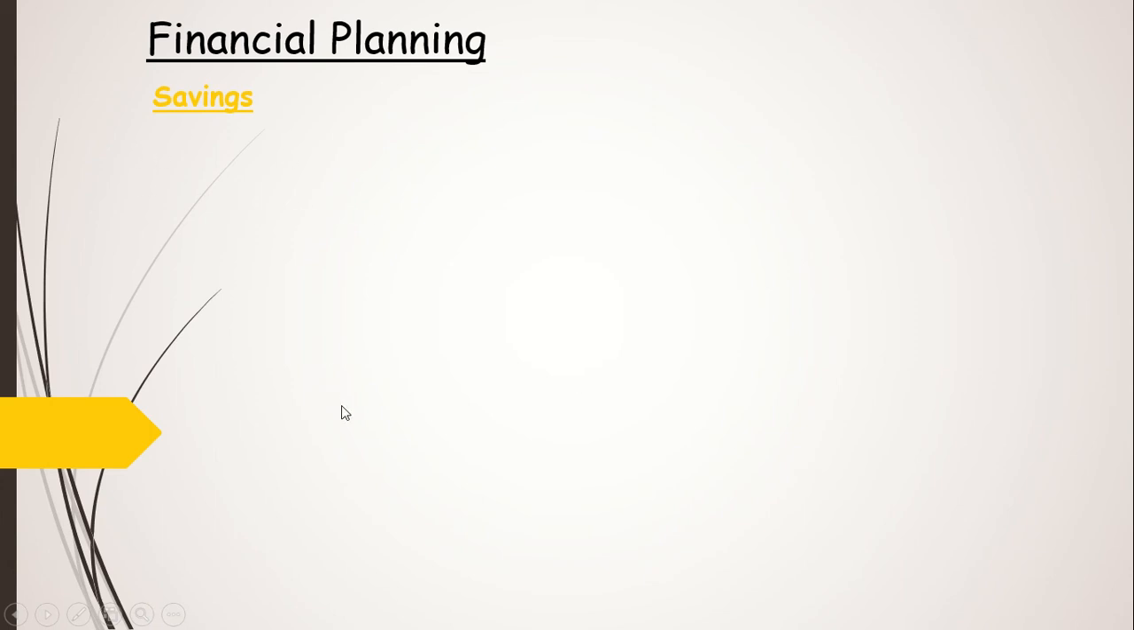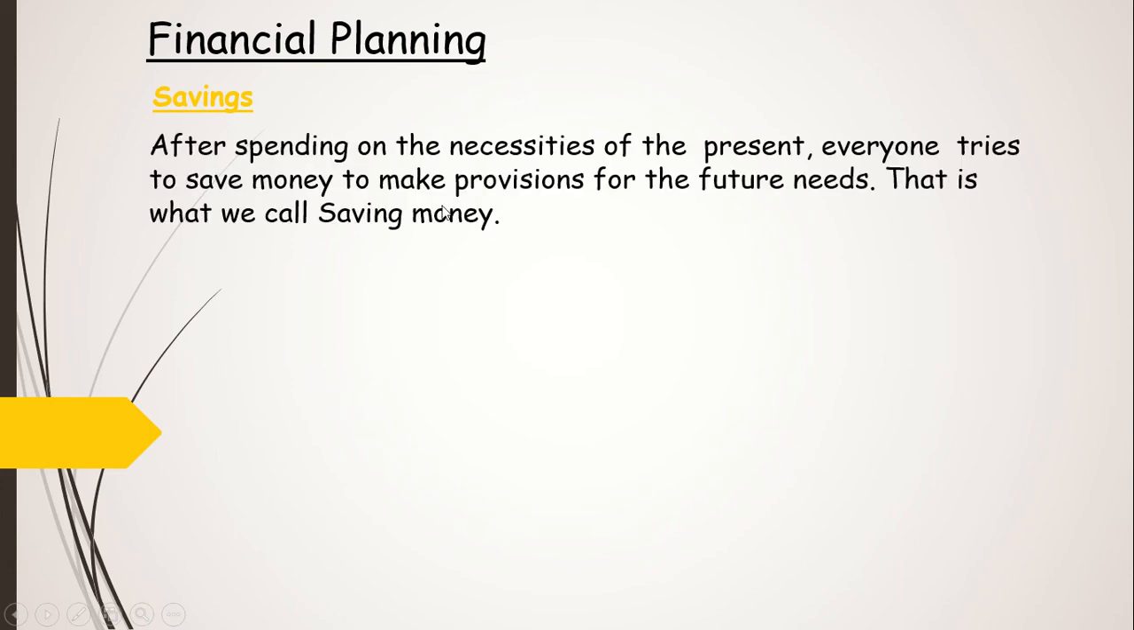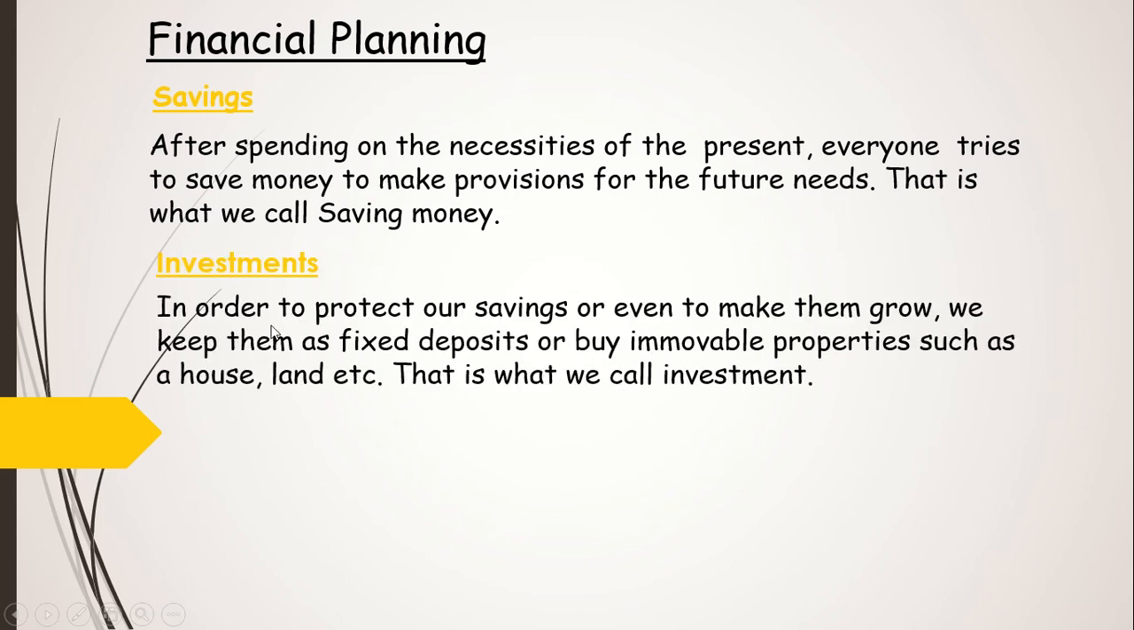Savings. What are savings? After spending on the necessities of the present, everyone tries to save money to make provisions for the future needs. That is what we call saving money. Investments. In order to protect our savings or even to make them grow, we keep them as fixed deposits or buy immovable properties such as house, land, etc. That is what we call investment.